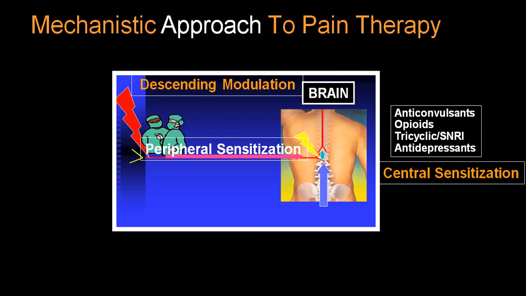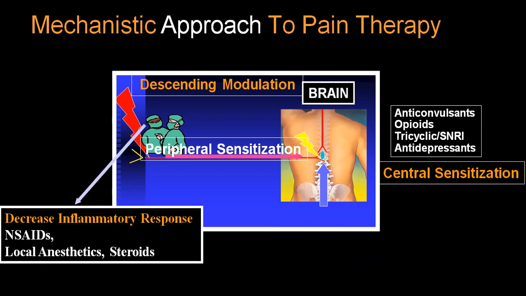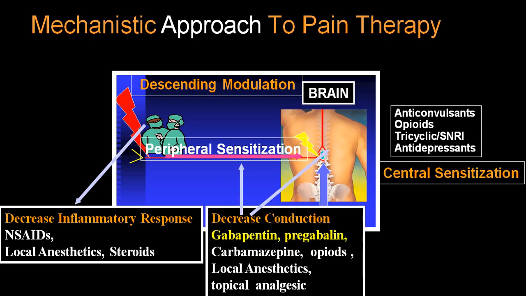Now, if you go through pain management, there are some drugs which act at the periphery, like non-steroidal anti-inflammatory drugs, local analgesics, and steroids. They act at the peripheral receptor level. And there are drugs which act on the peripheral nerves or at the spinal cord level, and those are gabapentin, pregabalin, carbamazepine, opioid alkaloids, local anesthetics, topical analgesics, etc.